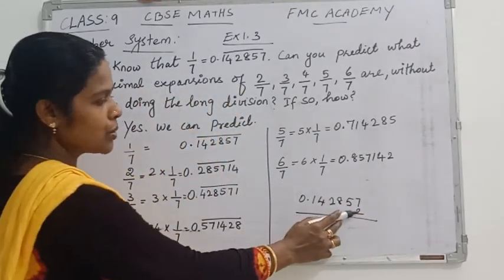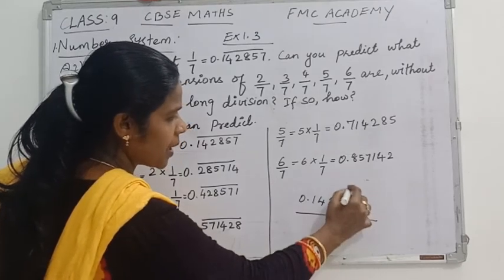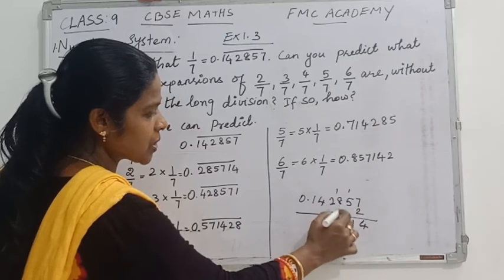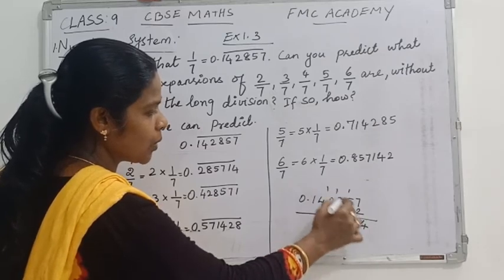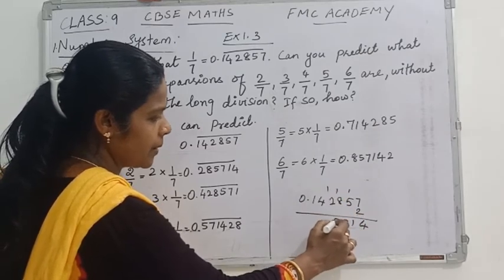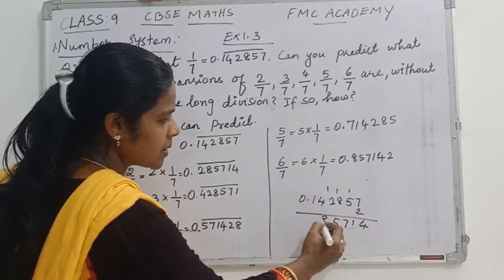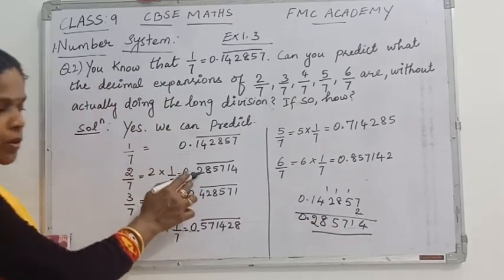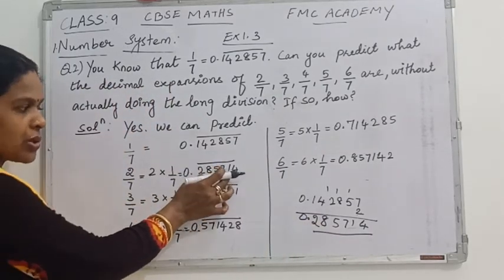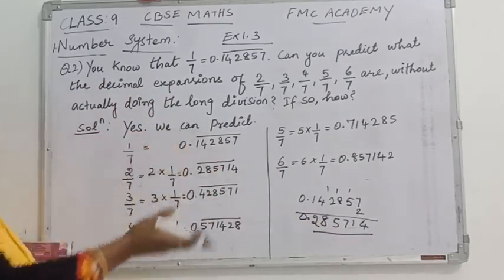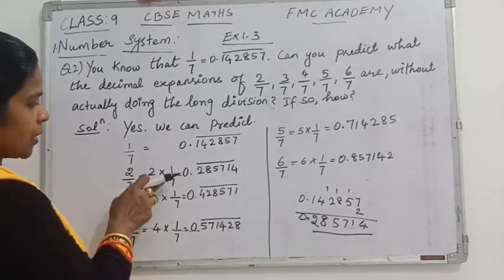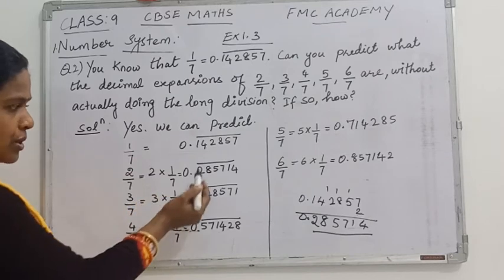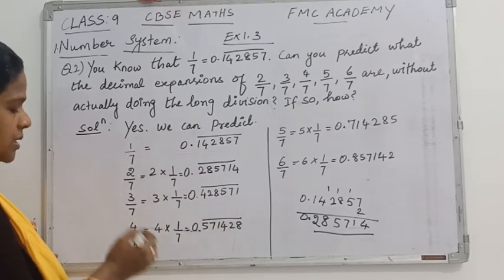Multiplying by 2: 2 sevens are 14, remaining 1; 5 twos are 10, 10 plus 1 is 11, remaining 1; 8 twos are 16, 16 plus 1 is 17, remaining 1; 2 twos are 4, 4 plus 1 is 5; then 4 twos are 8, 1 two is 2. So that's what we have written over here. This is also recurring only. The whole set will be repeating again and again, because if 1 by 7 is repeating, then 2 into 1 by 7 will also be repeating. In the same way, we have to continue with all the sums.